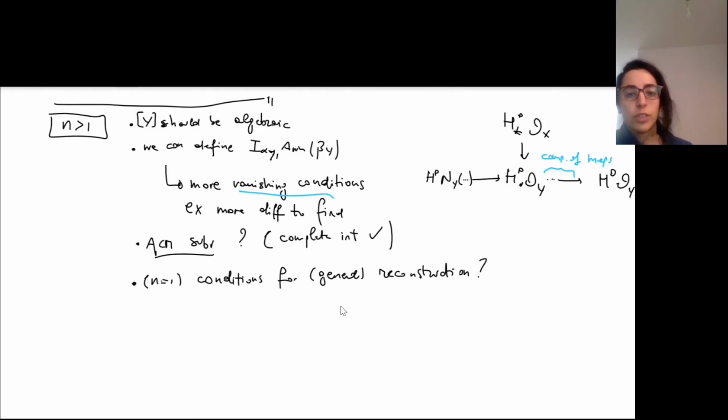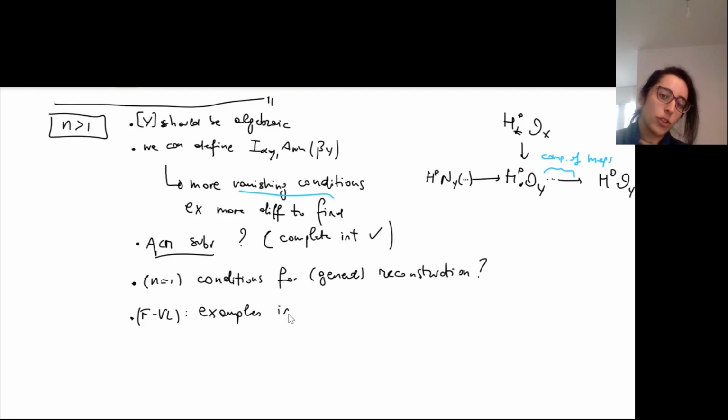If we do not have a condition, we just have examples and counterexamples. Counterexamples meaning that not all the class can be reconstructed. We have others, as I said before, found by Franco and Villaflor Loyola, examples in dimension greater than 1. He found this example studying actually the generalization.